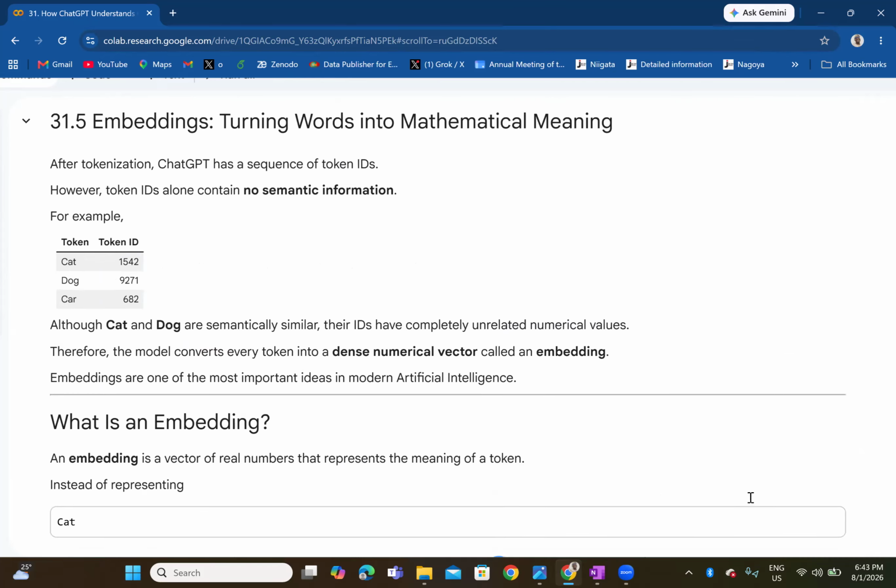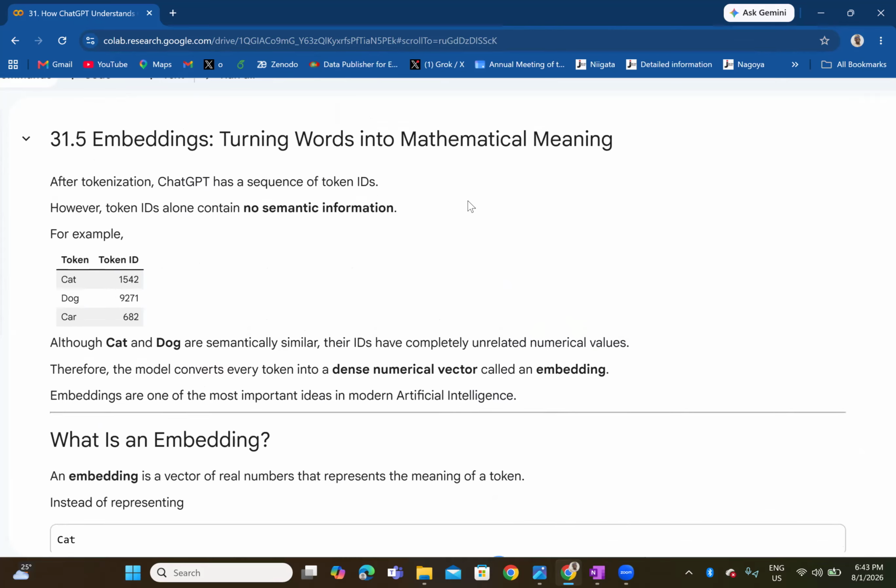Now, let's talk about embeddings: turning words into mathematical meaning. After tokenization, ChatGPT has a sequence of tokens, token IDs. However, token IDs alone contain no semantic information. For example, you have cat, dog, car with all these token IDs. Although cat and dog are semantically similar, their IDs have completely unrelated numerical values. Therefore, the model converts every token into a dense numerical vector called an embedding. Embeddings are one of the most important ideas in modern artificial intelligence.